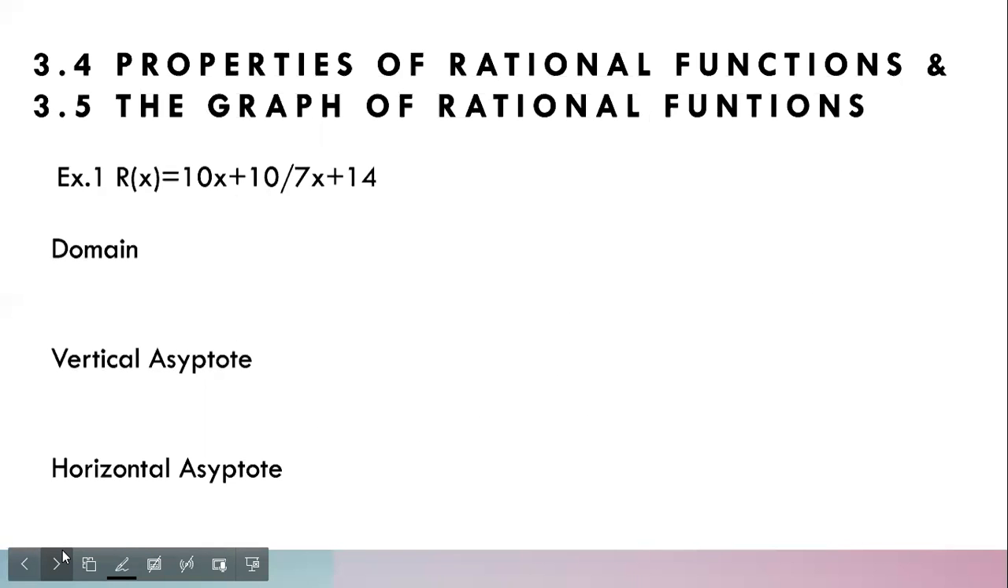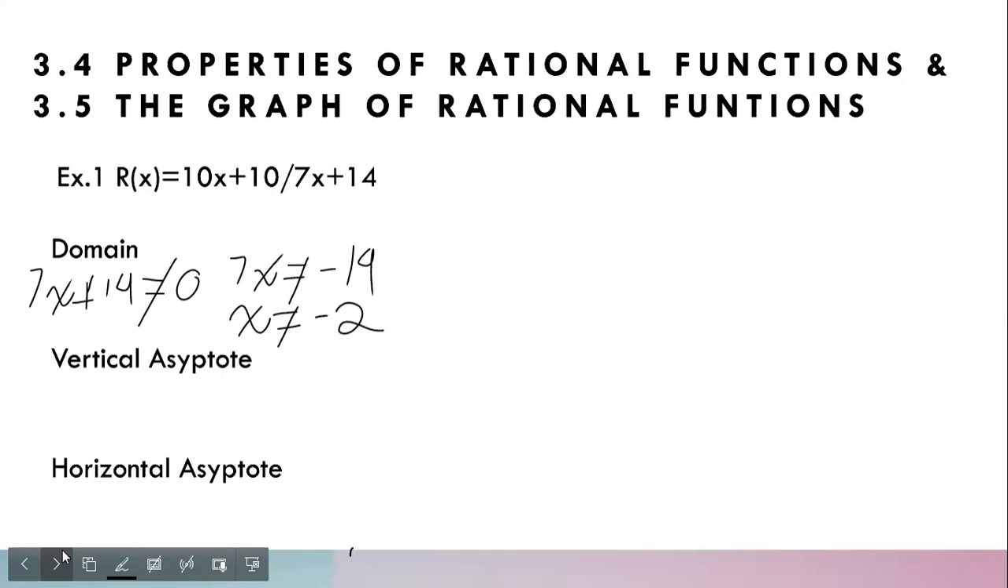So to find the domain, we set the denominator equal to 0. So you have 7x plus 14 cannot equal 0. So then you have 7x cannot equal negative 14. And then finally, you have x cannot equal negative 2. Finding a vertical asymptote is the same thing, except you set the denominator equal to 0. So then you find that your vertical asymptote is x equals negative 2.